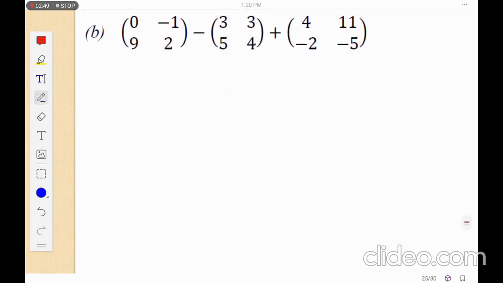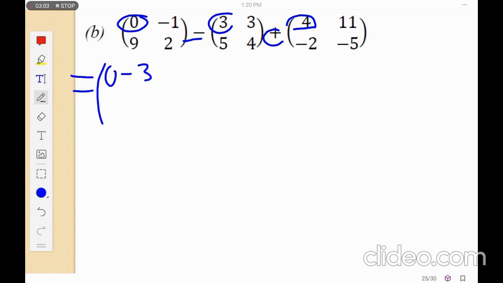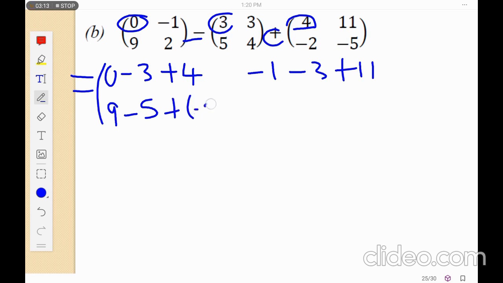So for the next one, either you can start by adding or you can do it all at once. 0 minus 3 plus 4, like that. So I'm going to do the shorter way. 0 minus 3 plus 4, that's the first part. Then I've got minus 1 minus 3 plus 11. Then I've got 9 minus 5 plus minus 2.